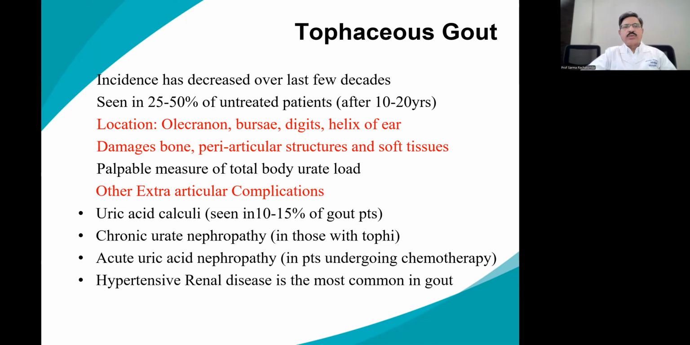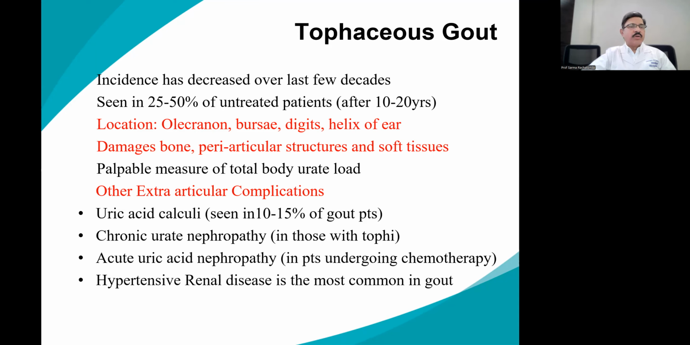Incidence has decreased over the last few decades. Why? We have very good drugs now. Uricosuric drugs are there, xanthine oxidase inhibitors are there, early recognition is there. Routinely you do uric acid as a test, you pick up hyperuricemia and keep treating those patients. Very rarely is it seen now. 25 to 50% of untreated patients after 15-20 years.